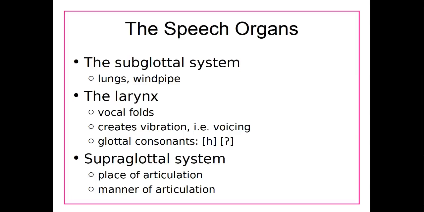Then there's also the supraglottal system. This is also very important for articulation. This is where we have what's called a place of articulation and a manner of articulation. So the supraglottal system is where most of the differences will occur between the different sounds. This is where we'll get the difference between an s and a t, something represented usually by the letter S and something represented usually by the letter T.